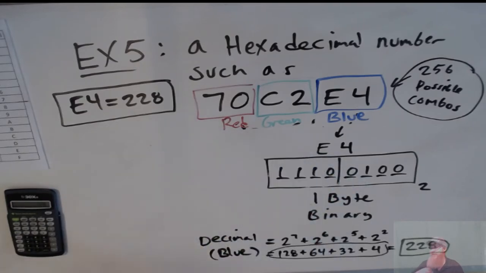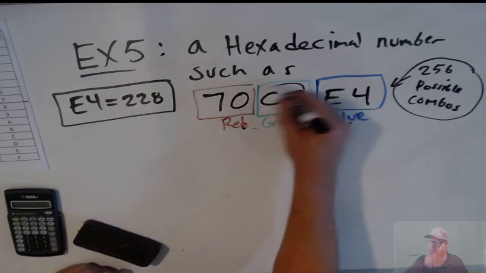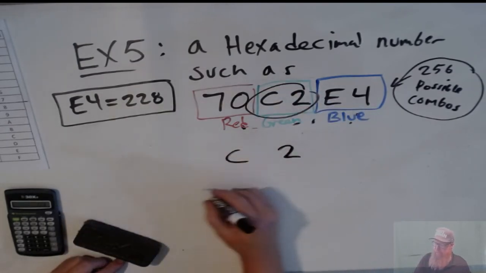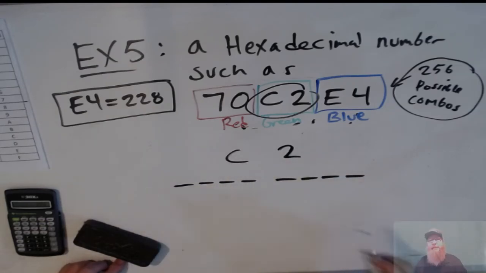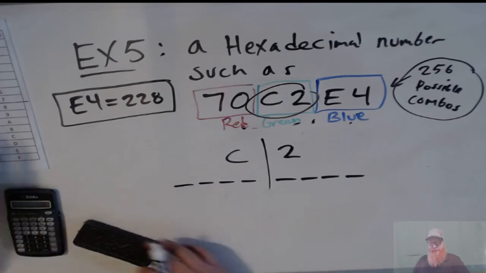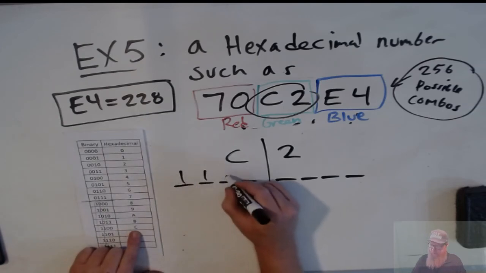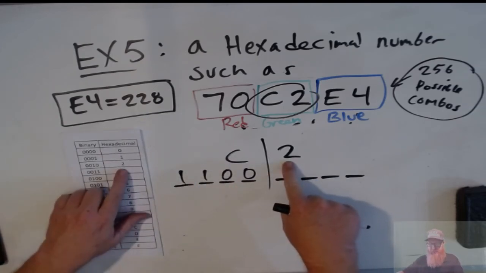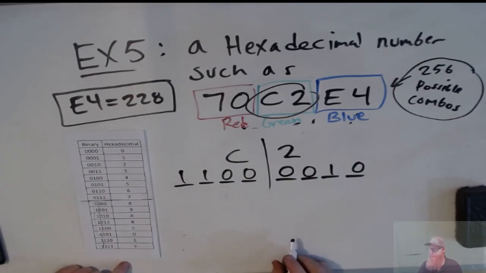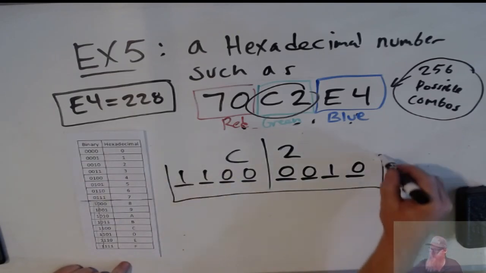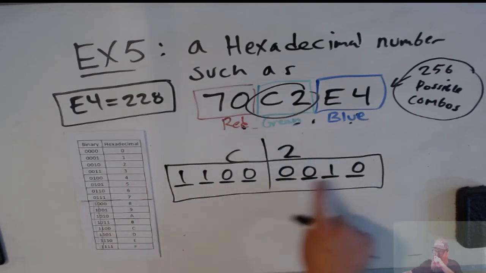We still need to do green and red. So let's do green. C2. Remember, we need 4 bits for each digit in hexadecimal. So C is 1100 and 2 is 0010. So that is the color C2, that is a shade of green in binary.